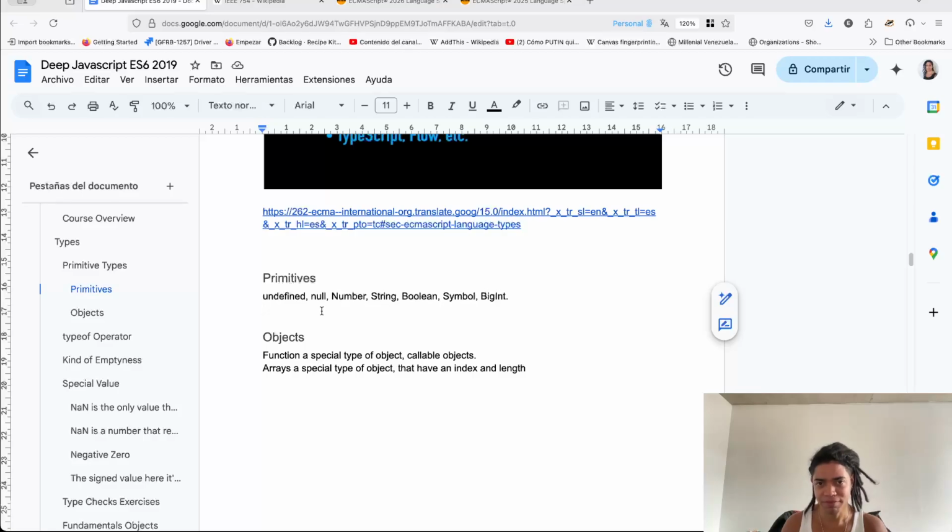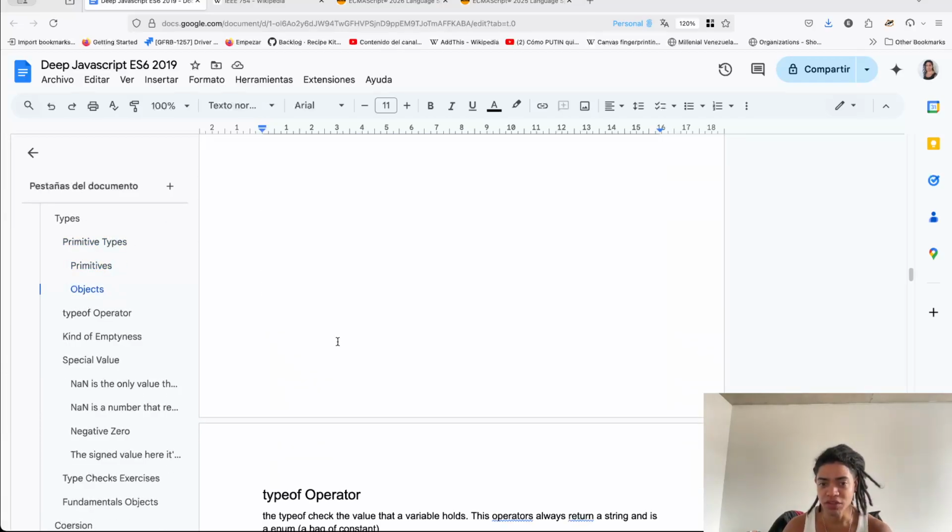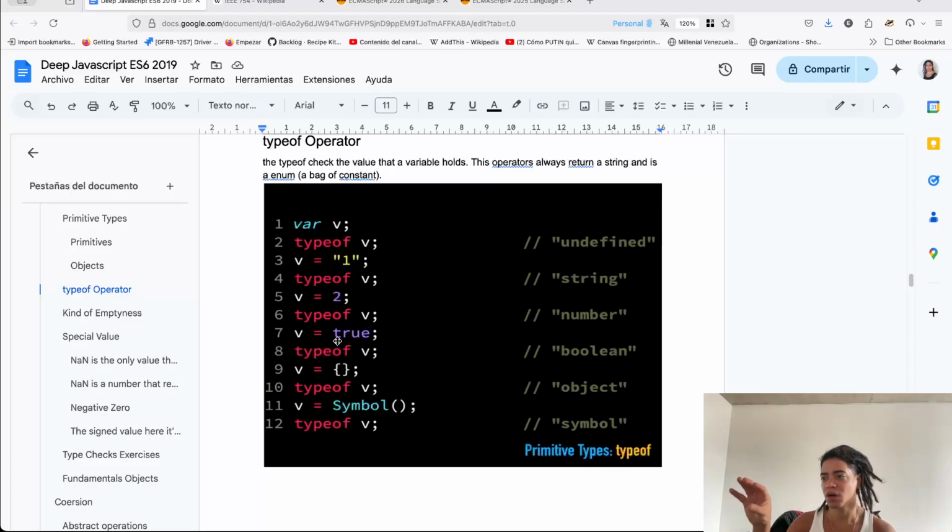An object has a special type, which is a callable object, a function. We also have another special type of object, which is the array, that has an index and a length property. The idea is recapping with typeof, which is the way we can get the type of a value.